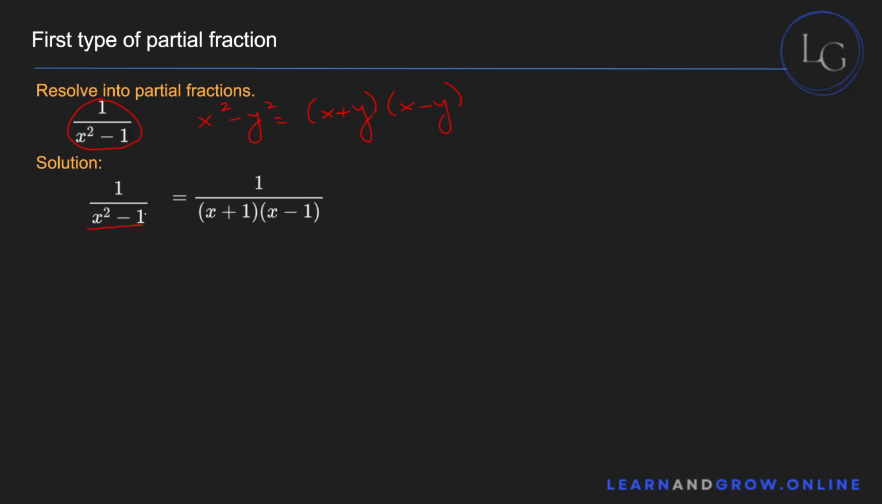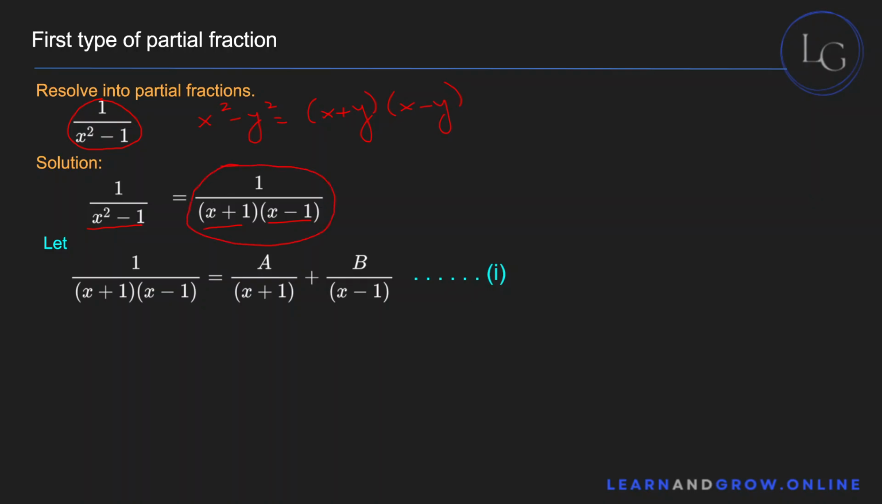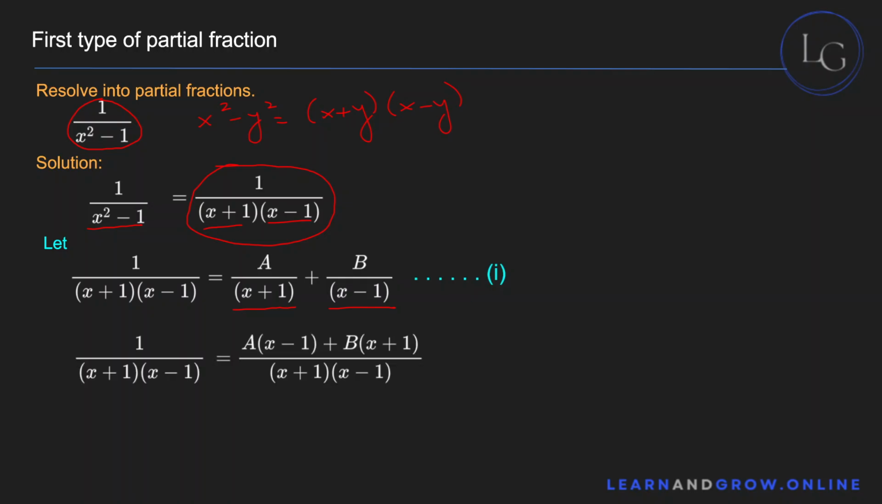x square minus 1, or x square minus 1 square, obviously, because any power of 1 will give you 1 as a result. So x square minus 1 becomes x plus 1, x minus 1. Now what you'll do is, you'll write this result in this form: a over x plus 1 plus b over x minus 1. Now obviously, to turn these partial fractions into one single fraction, you'll have to take the LCM of both partial fractions.